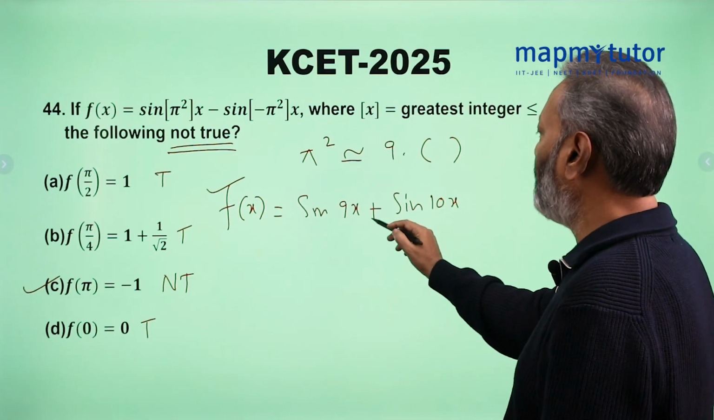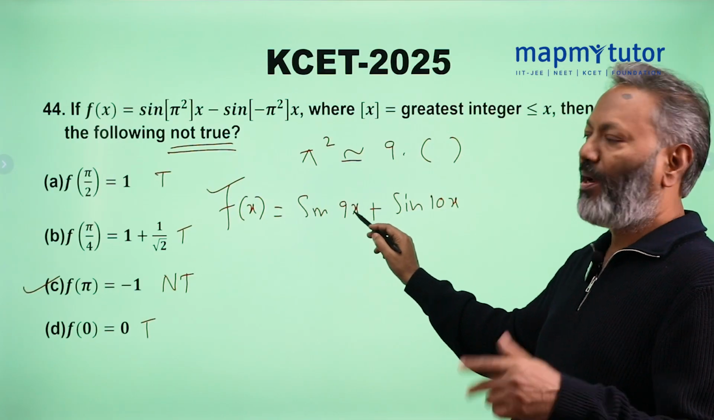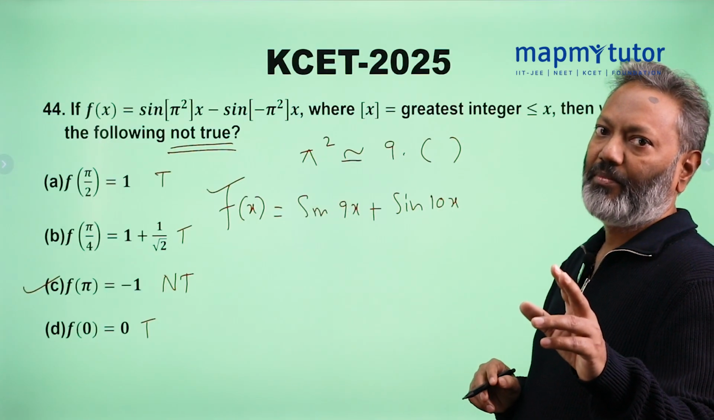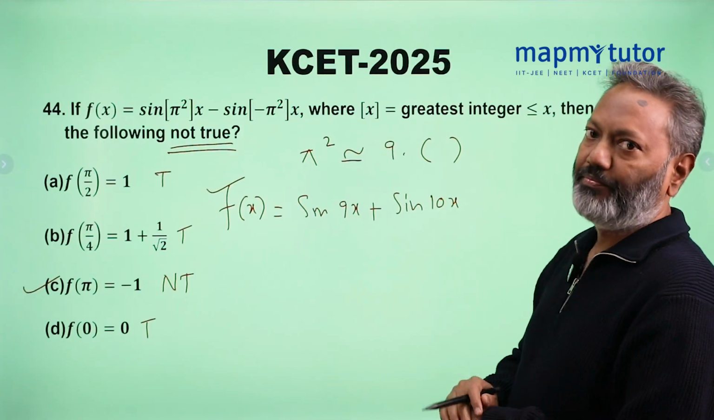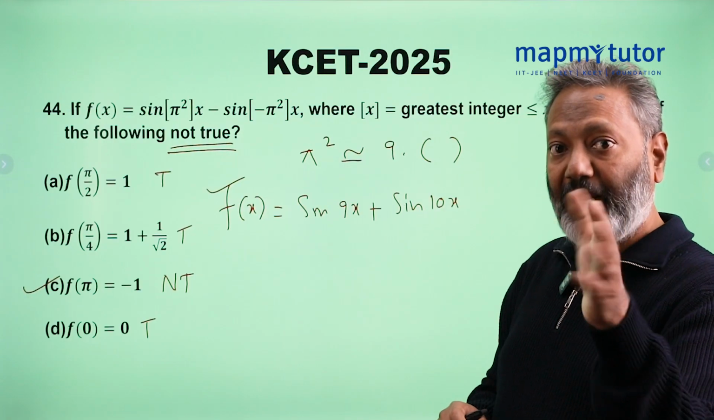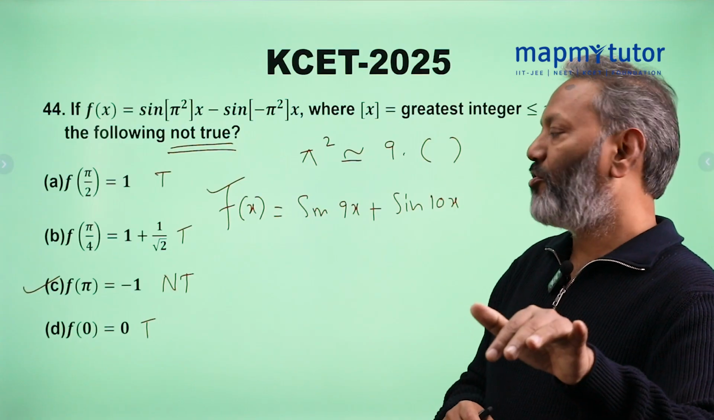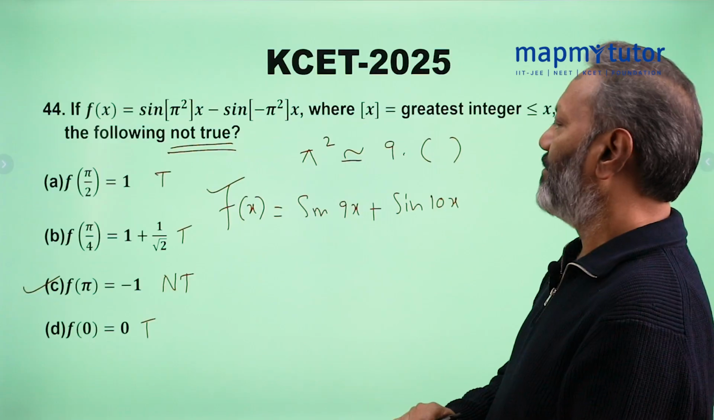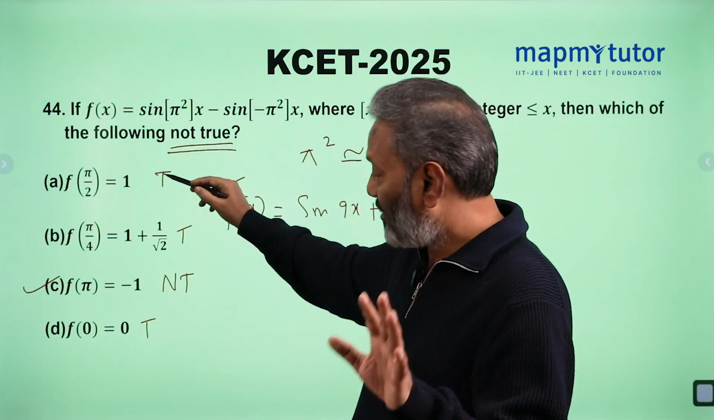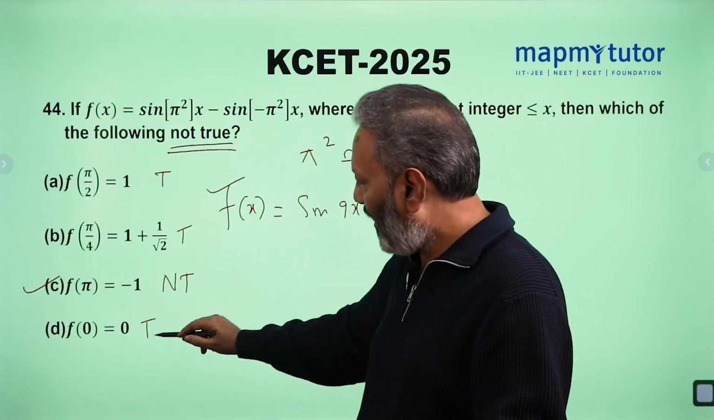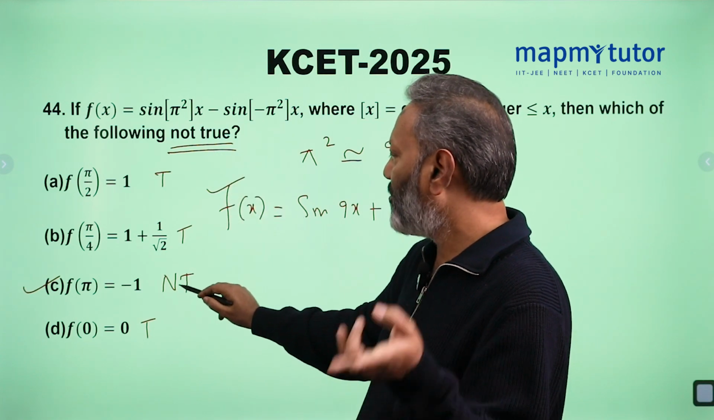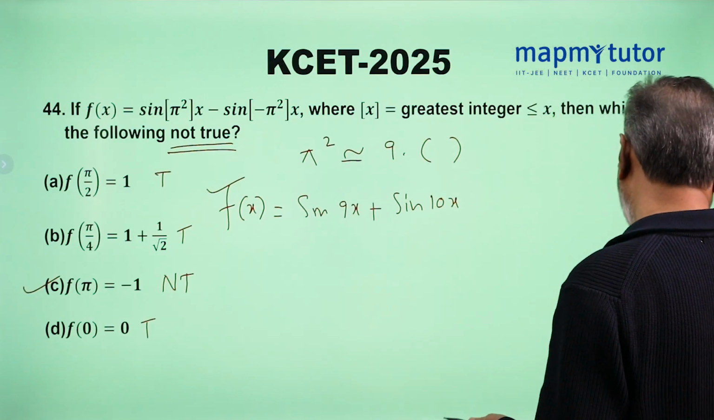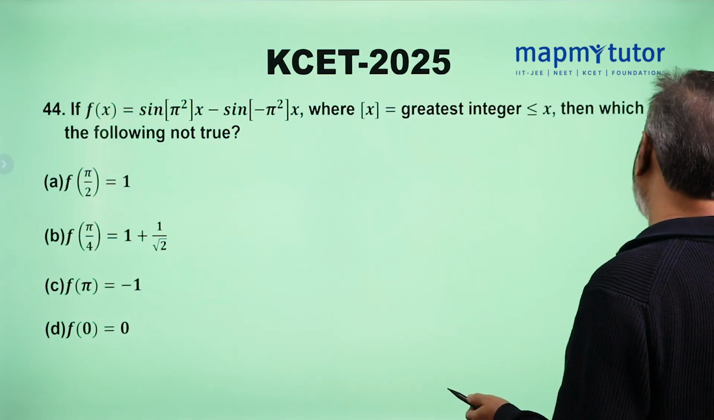If you put pi by 4, see, 9 pi by 4 is equivalent to pi by 4. That is 1 by root 2. 10 pi by 4: you can separate 8 pi, right? 2 pi by 4, that is pi by 4 comes. And hence it is 1 by root 2. Therefore, it is correct. So correct means what? It is true. This is true, and this is true. But we need the option which is not true. That means f of pi equal to minus 1. Option C is our answer. Be careful in these models in the examinations, okay?